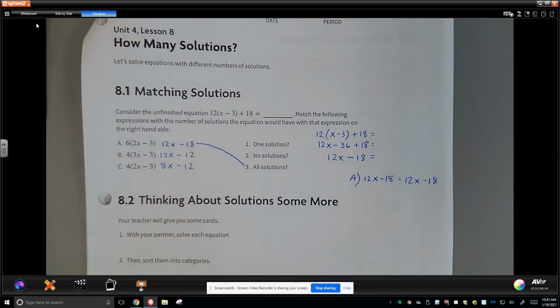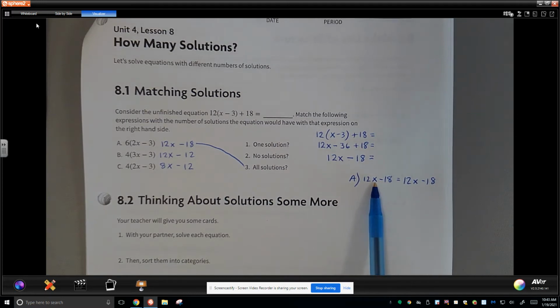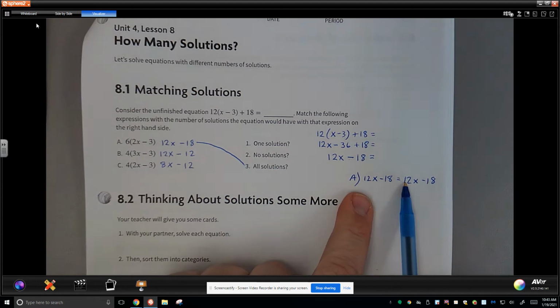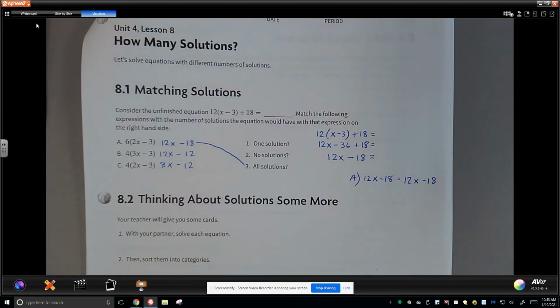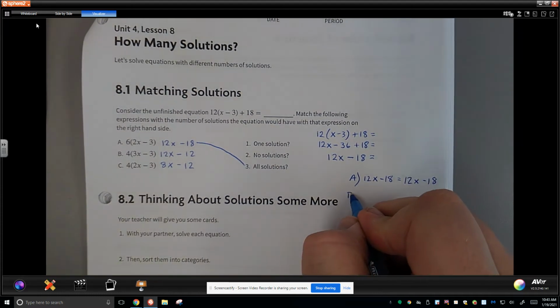So A and 3 match up. I know this is all solutions because no matter what number I substitute for x, I will always get the exact same product, and then I'm always going to take away the exact same amount. So that will always be the same.